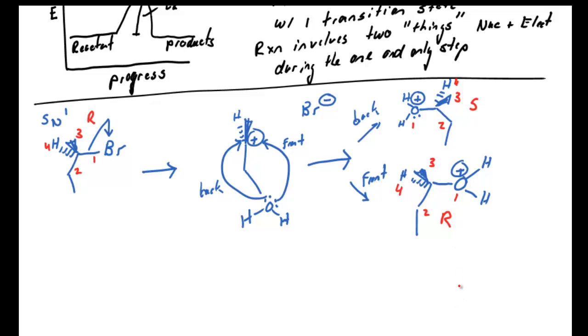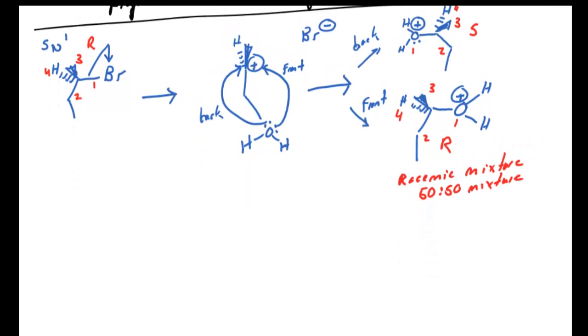So there isn't overall a net inversion of configuration. In class we'll discuss the fact that this is referred to as a racemic mixture. So we actually have a name for when both enantiomers form, and essentially this is a 50-50 mixture. Okay, so when we say a racemic mixture, we mean that both the S and the R will be formed in equal amounts.